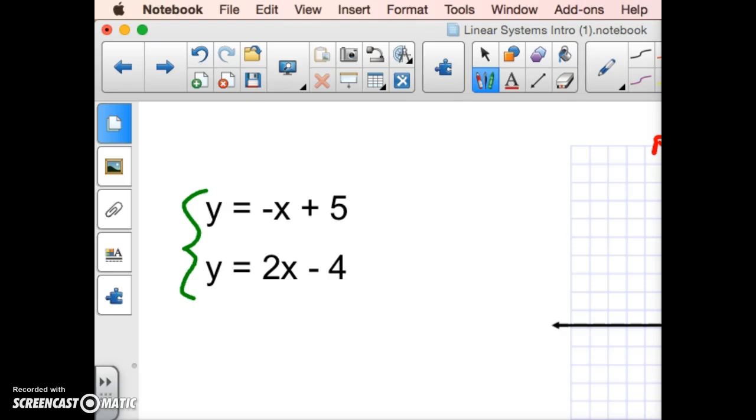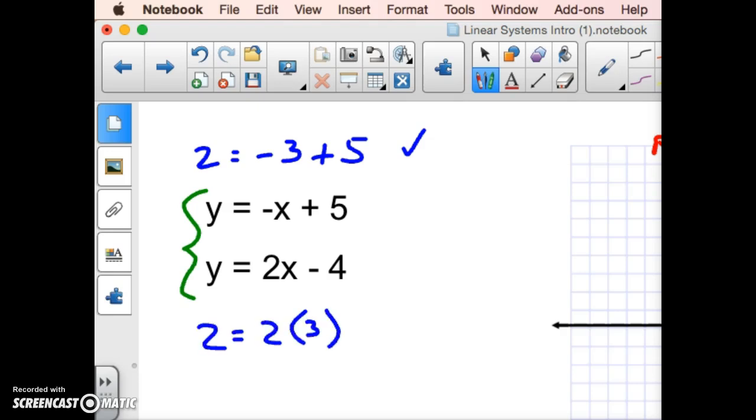Good way to double check to make sure this works is to stick the numbers back in and see if it makes sense. If we put 3 in for x, we'd have negative 3 plus 5. Negative 3 plus 5 would be 2, so it works in the first equation. And if we put the 2 in here, 3 in for the x there, that should be a minus, not an equals.